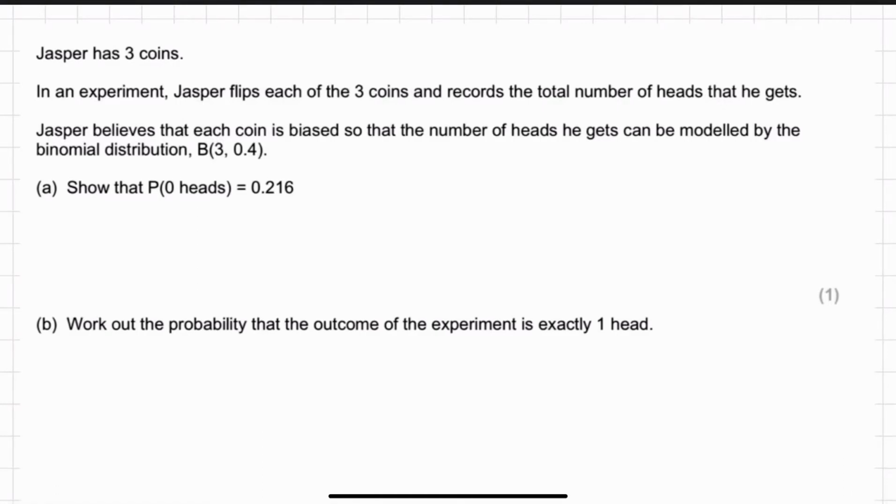Okay, so today I want to look at a pretty tricky probability distribution. It's a question for GCSE stats. So, Jasper has 3 coins in an experiment.